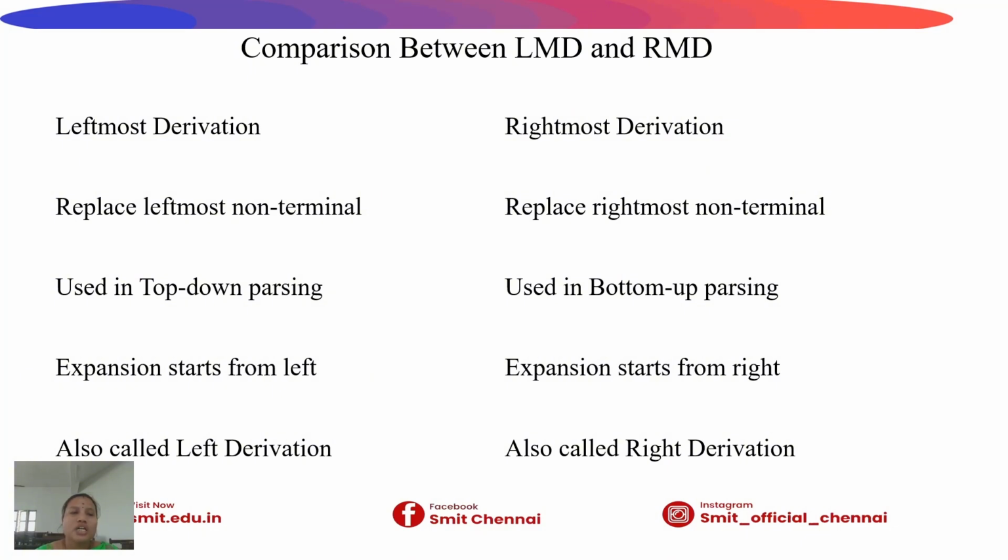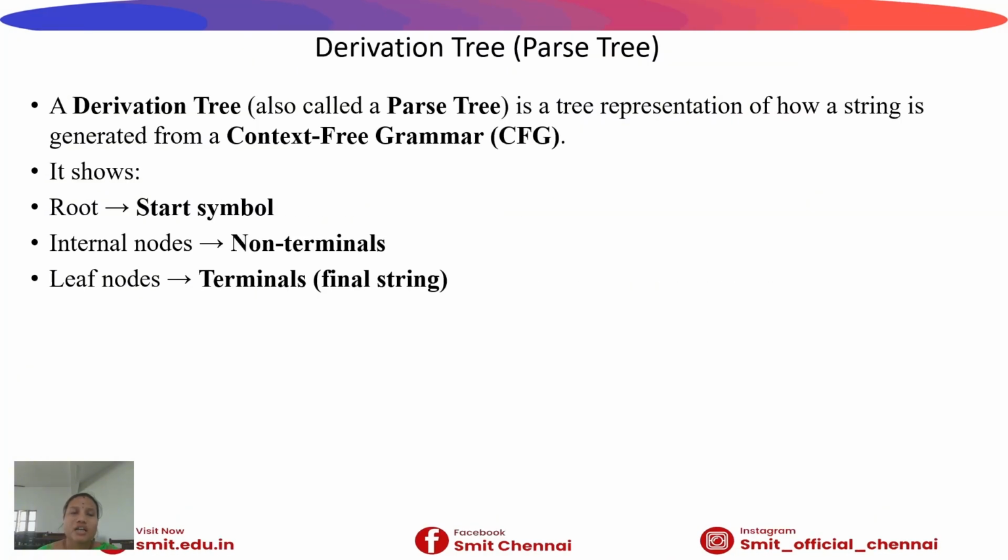The second one is used in top-down parsing, and the other in bottom-up parsing. So leftmost derivation means expansion starts from the left, and rightmost derivation means expansion starts from the right. So it is called leftmost derivation, and also rightmost derivation. The next concept is the derivation tree.